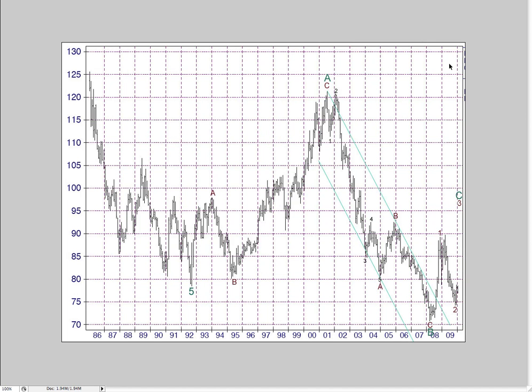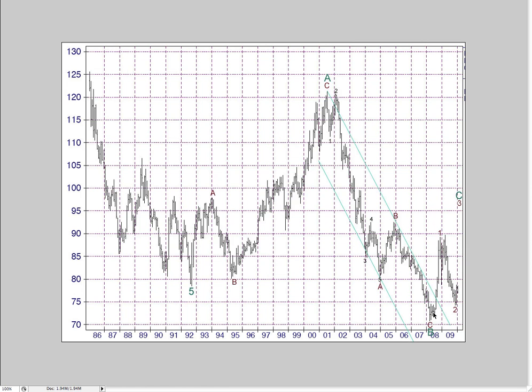This is going to take a few years to get there. We may see C end up around about 141.08, and that's where it will be 1.618 the length of this wave A. So further dollar rises for the next few years, possibly up to the 140s or so.